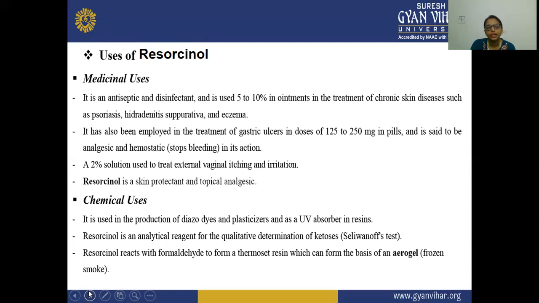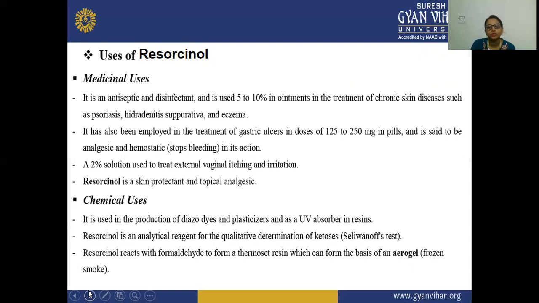It is also used as an analgesic and hemostatic, that can stop bleeding in its action. A 2% concentration is used for external vaginal itching and irritation. Resorcinol is also used as a skin protectant and topical analgesic.